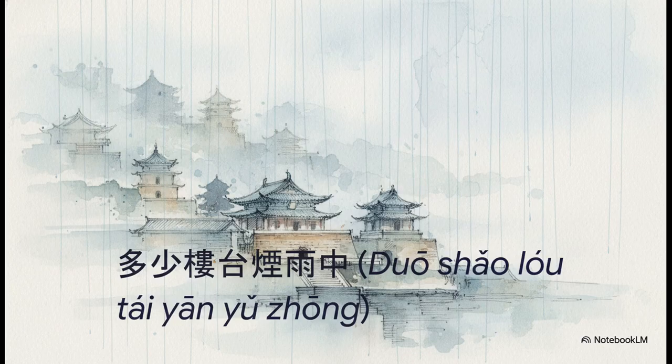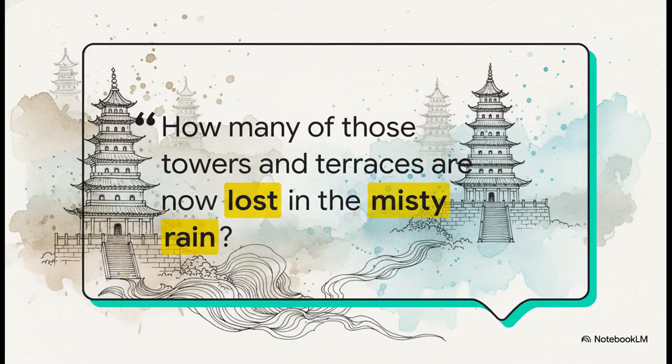And that brings us to the final, really haunting line. There's a real sense of wonder to it. And right here is the crucial turn. This line isn't just about the weather. That misty rain, the Yanyu, is this powerful metaphor for the haze of time itself.